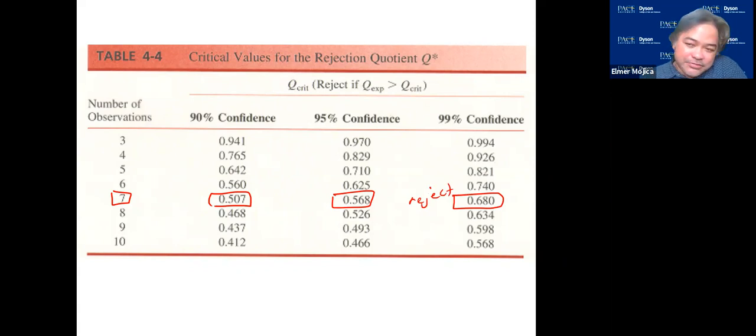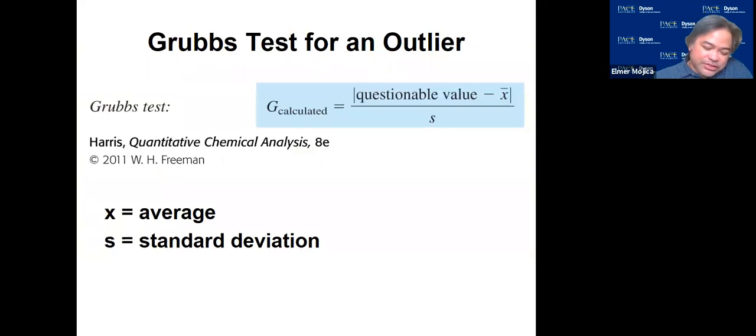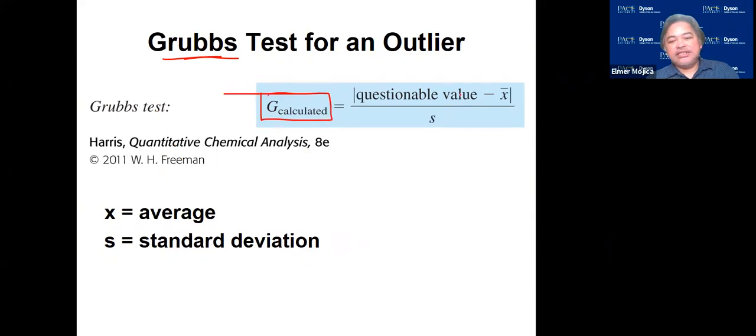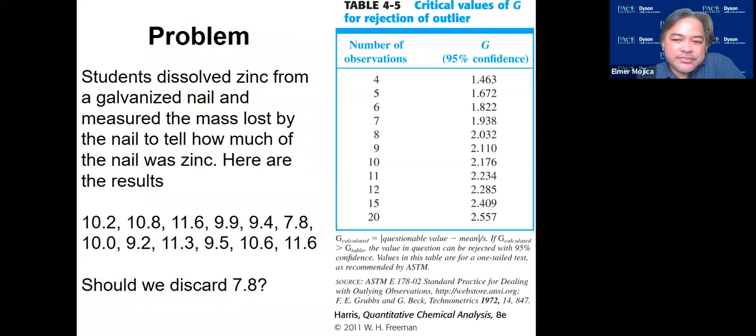Now, the last part that we have for the experimental one, instead of the Q test, which I learned when I was a student, they have other tests that they use for outliers, and they call it the Grubbs test. Here, the G calculated is obtained by getting the absolute value of the difference between the questionable value and the mean, divided by the standard deviation. So it's very straightforward. So let's try to do this one.